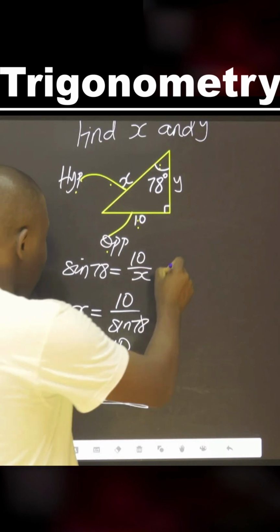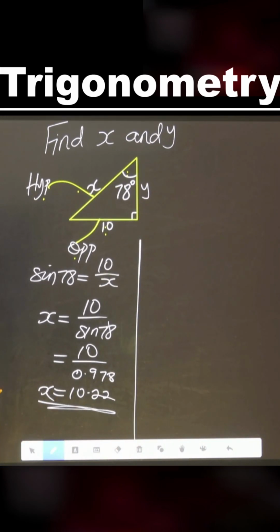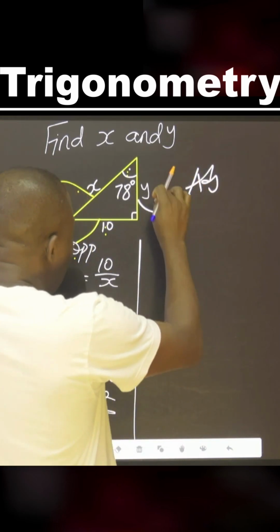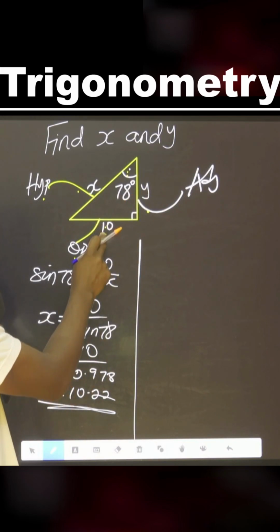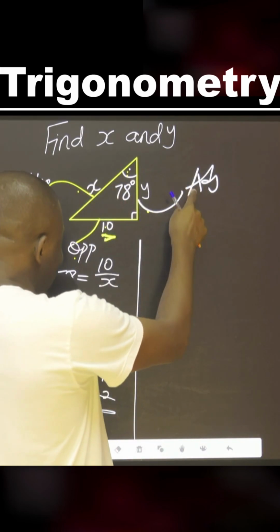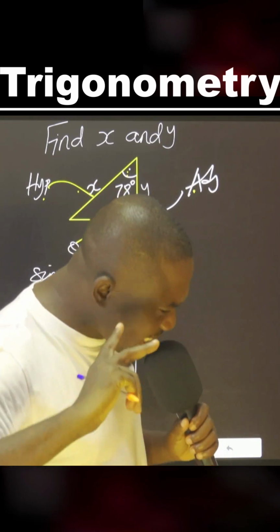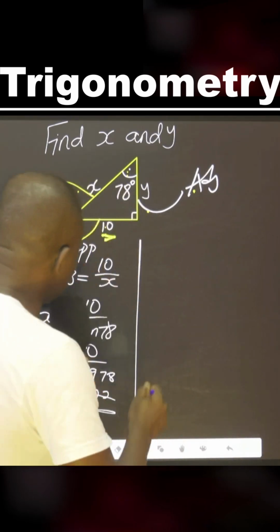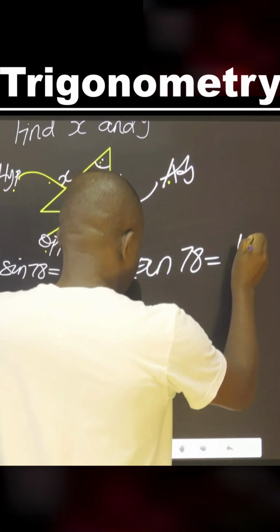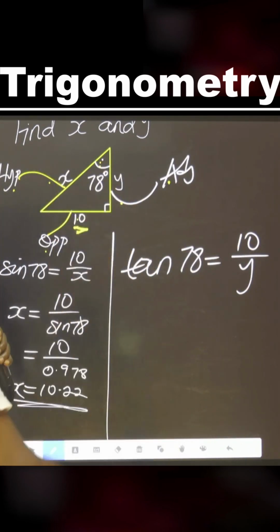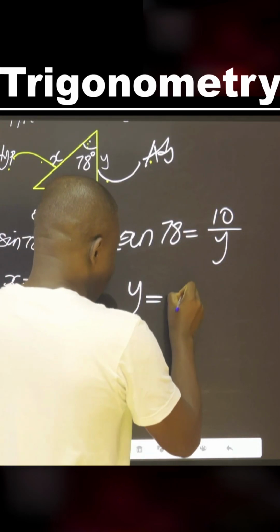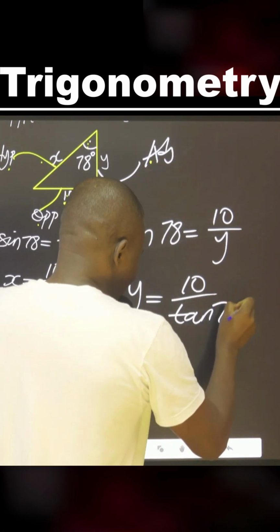Okay? Now let's go for the second part. That is Y. What is this Y to this angle? That is adjacent. Now we're going to look at adjacent versus opposite, because opposite is known. Known and unknown. This is opposite, this is adjacent. The combination of opposite and adjacent is what? That is tan. So tan 78 is equal to 10 over Y. Opposite over adjacent. What we need to do, we switch sides by saying Y equals 10 over tan 78.